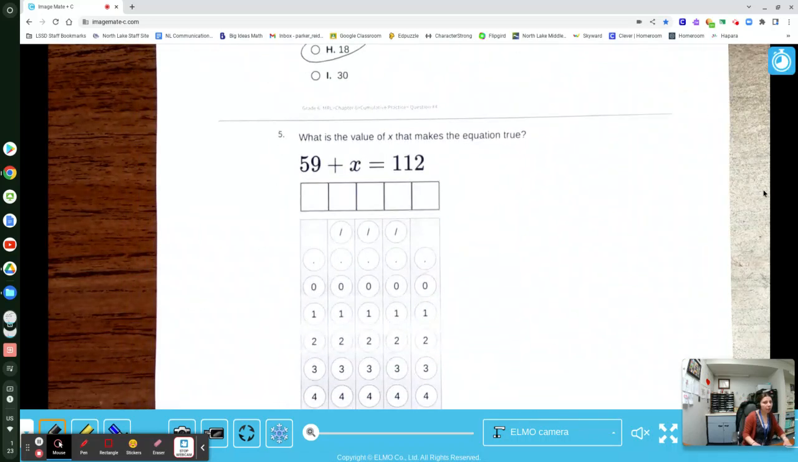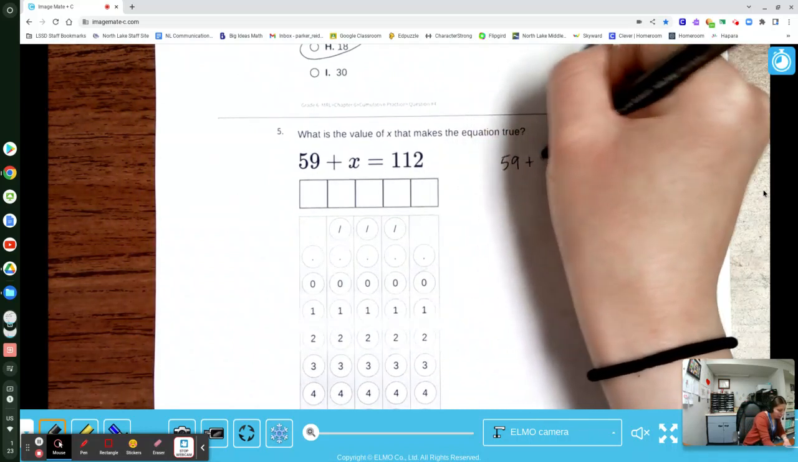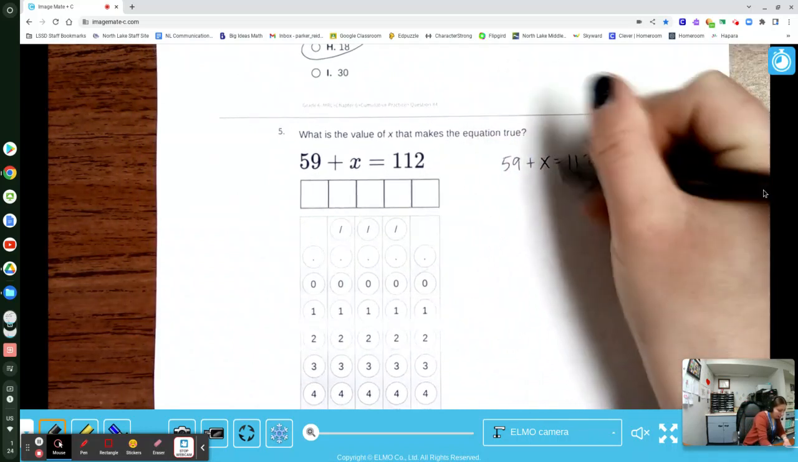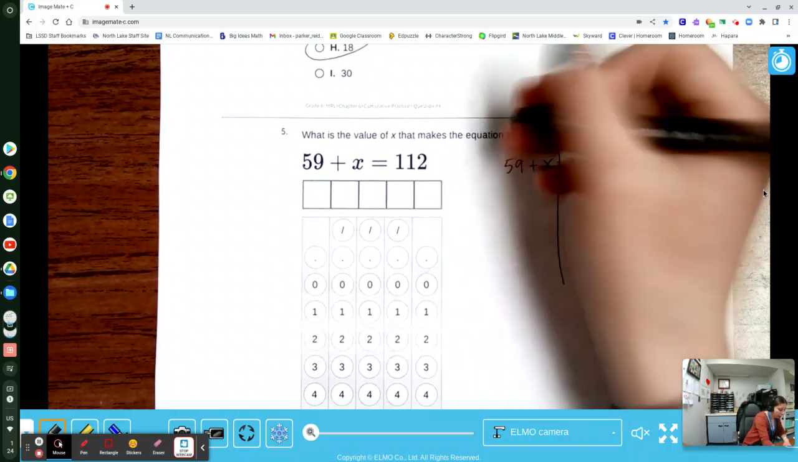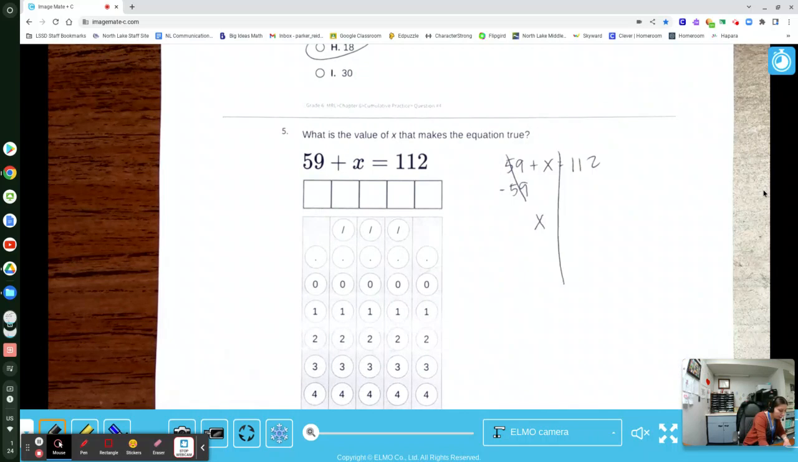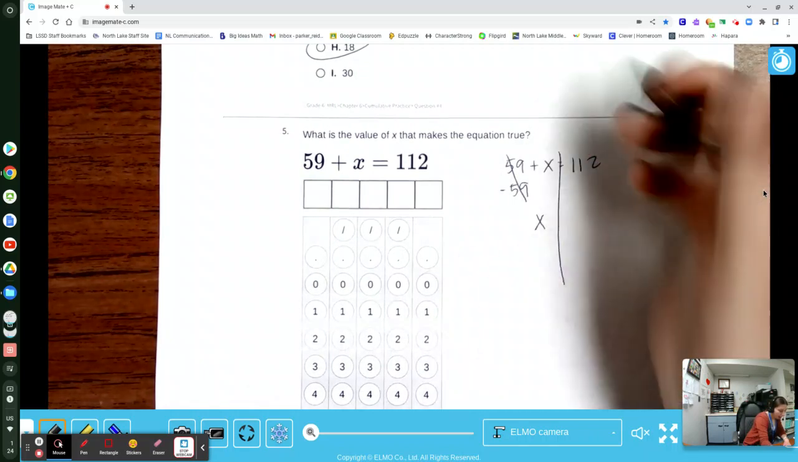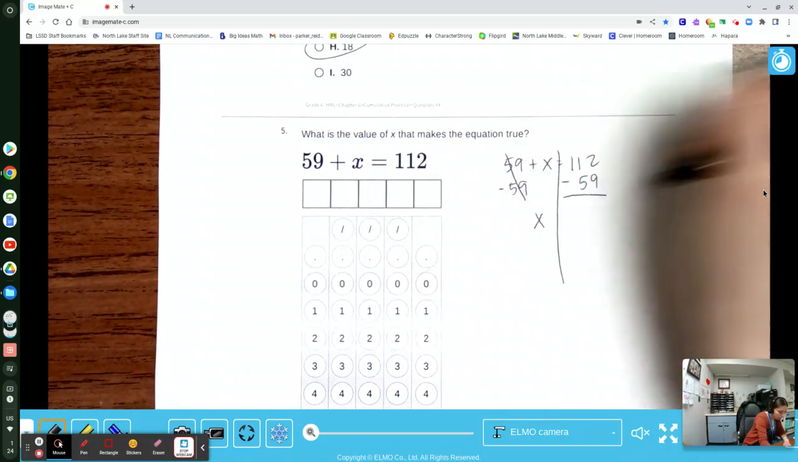Number 5, what is the value of x that makes the equation true? So I'm going to go ahead and write my equation down and draw my line through my equal sign. I want x by itself. So to undo plus 59, I'm going to subtract 59, to make x be all by itself. And whatever I do to one side, I have to do to the other. So let's make sure we line those up when we go to subtract.